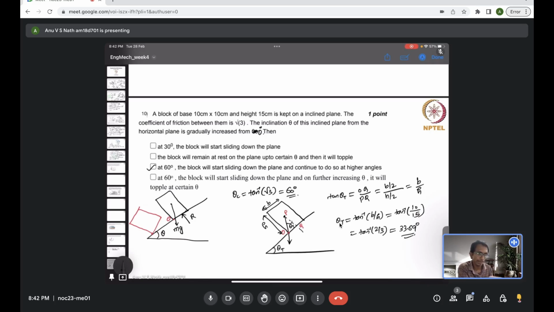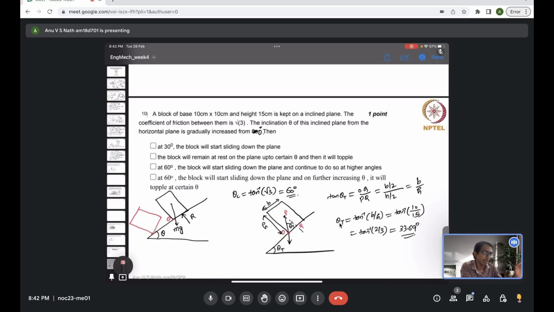It will not slide, but it has a toppling effect because of the moment it is experiencing, and it will start to topple. So there won't be any sliding happening. It will immediately topple at angle 33. So that's what we have to expect.